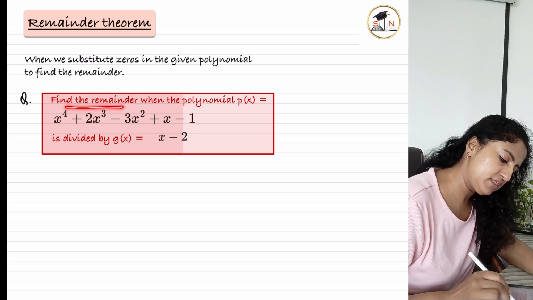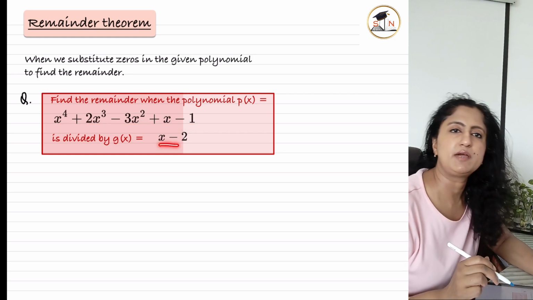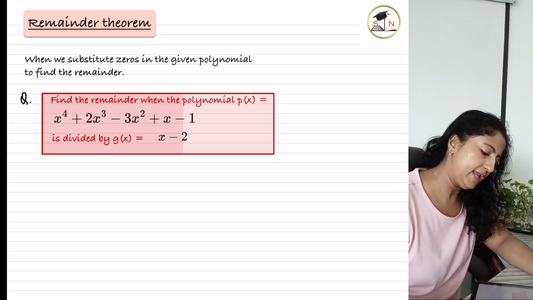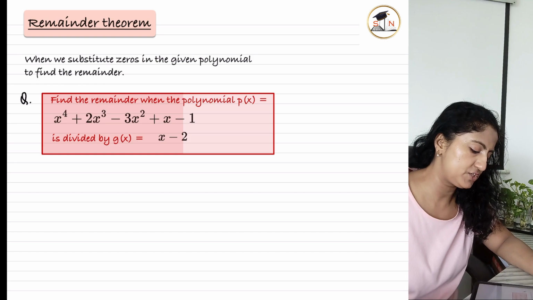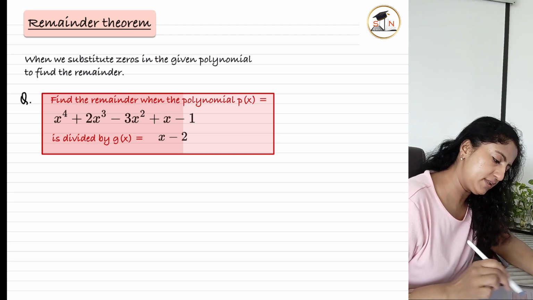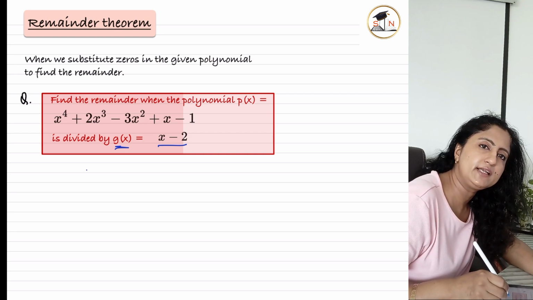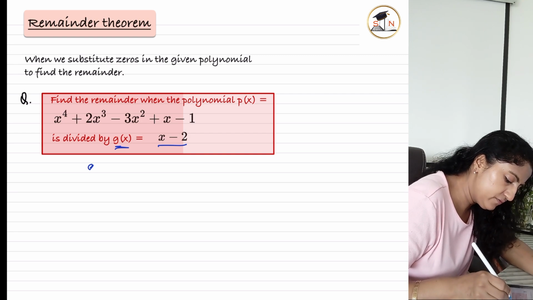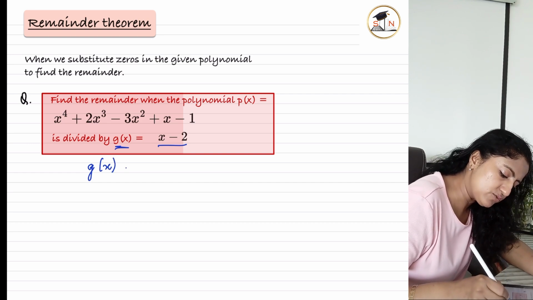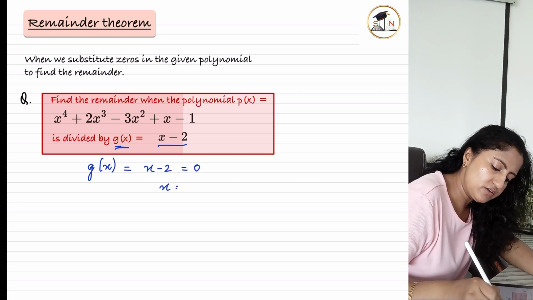Find the remainder when the polynomial p(x) is given to us as this one, divided by x minus 2. Now, we are given an expression over here. We are not given any value, but we are given an expression for which we need to check. Okay. So what we have is x minus 2; we are told that g(x) is x minus 2. So from here, first we need to find a zero. And what do we do to find a zero? We equate the polynomial with 0, and this polynomial is x minus 2. So equating this with 0 gets me x equals 2.